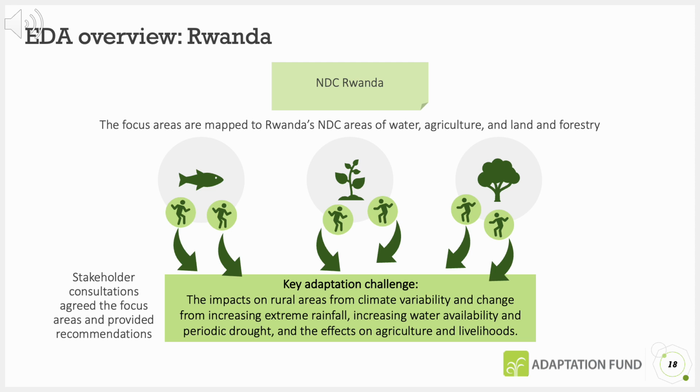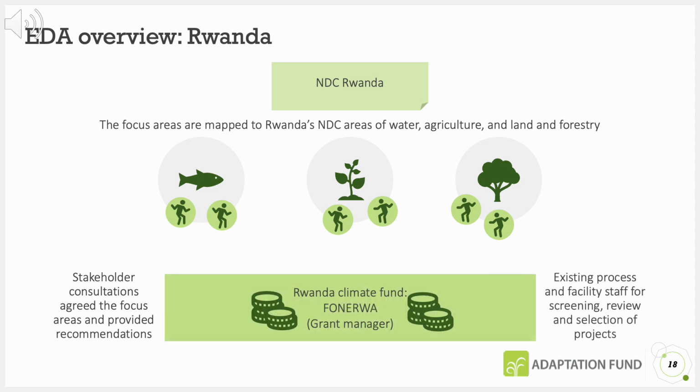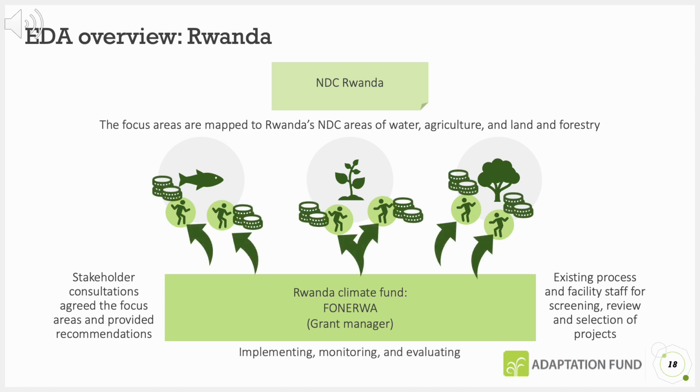The EDA mechanism proposes to use the existing Rwanda Climate Fund, FONERWA, as a grant manager. FONERWA will issue a dedicated call for proposals and use their existing process and staff for screening, review, and selection of projects, as well as grant management. The EDA will provide grants to district and local government and civil society organisations to deliver local adaptation funding and decision-making.